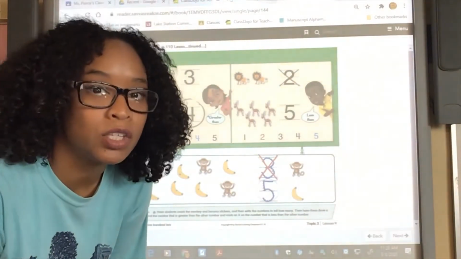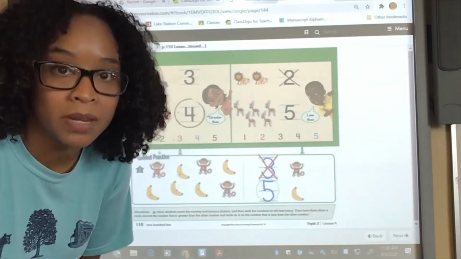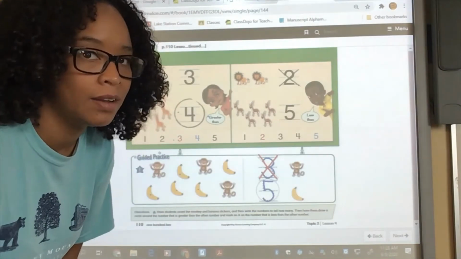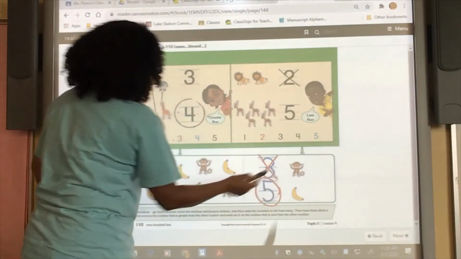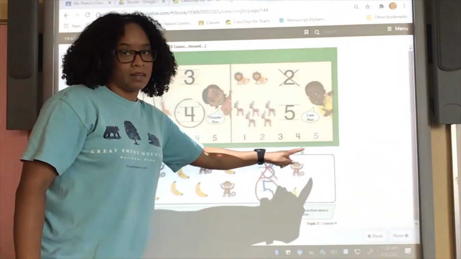So if 3 is smaller, then 5 is what? 5 is bigger or greater than. So what am I going to put on that number 5? I'm going to circle it because that one is greater than. And you can see here they have a number line.